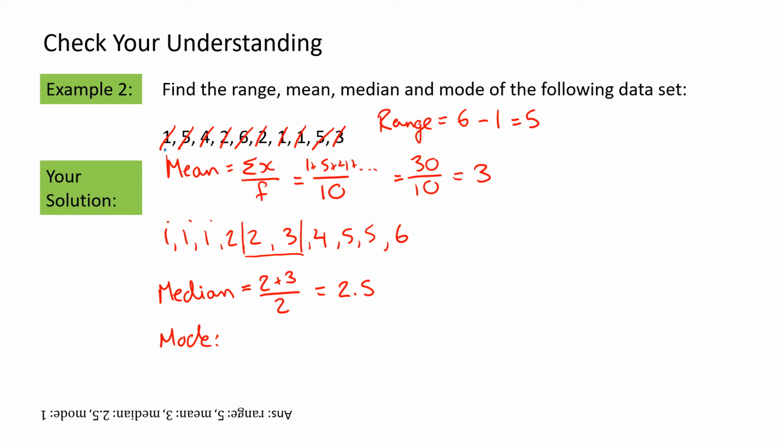For our mode, we have the number that you see most often. We have 3 1s, 2 2s, 1 3, 1 4, 2 5s, and 1 6, which means the mode must be 1, and it's the only value that you see here 3 times. So it's the value that occurs most often.